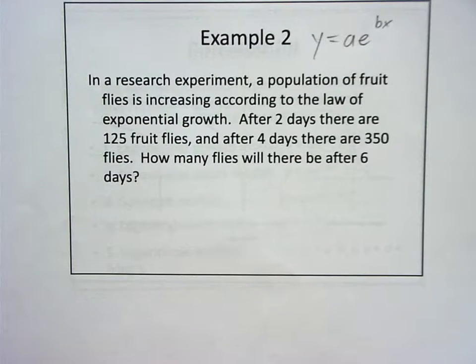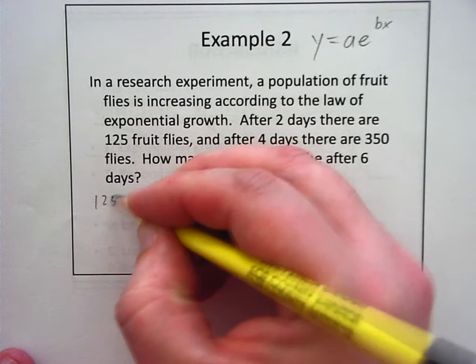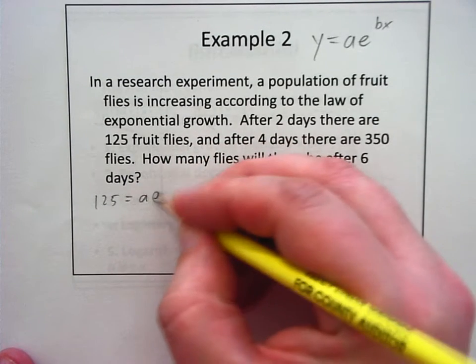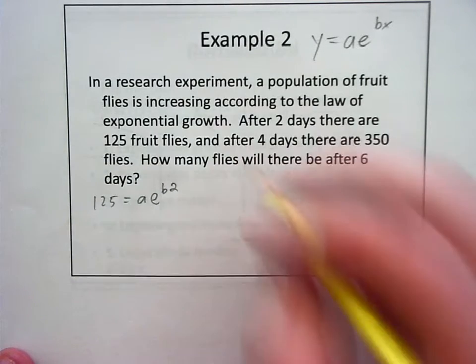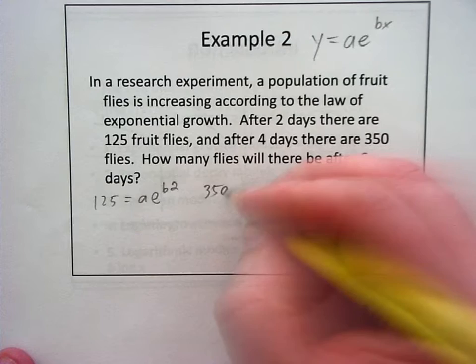What would I need to do here? Yeah, put an x and y. You have 2 sets of x's and y though, right? So I'm actually going to set up the 2 different equations. One for each circumstance. 125 fruit flies is a times e to the b times 2 days. And 350. Now what am I going to want to do with those?